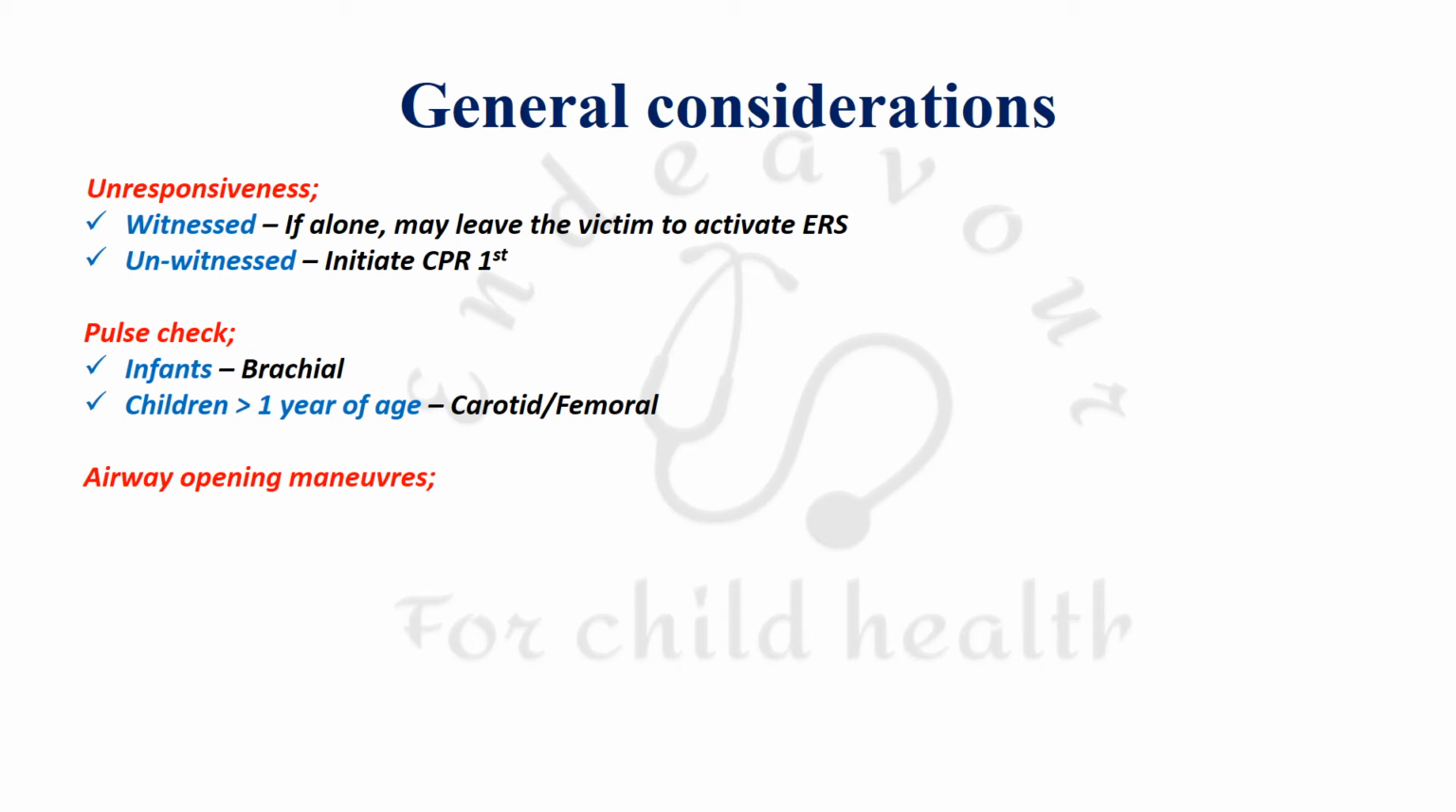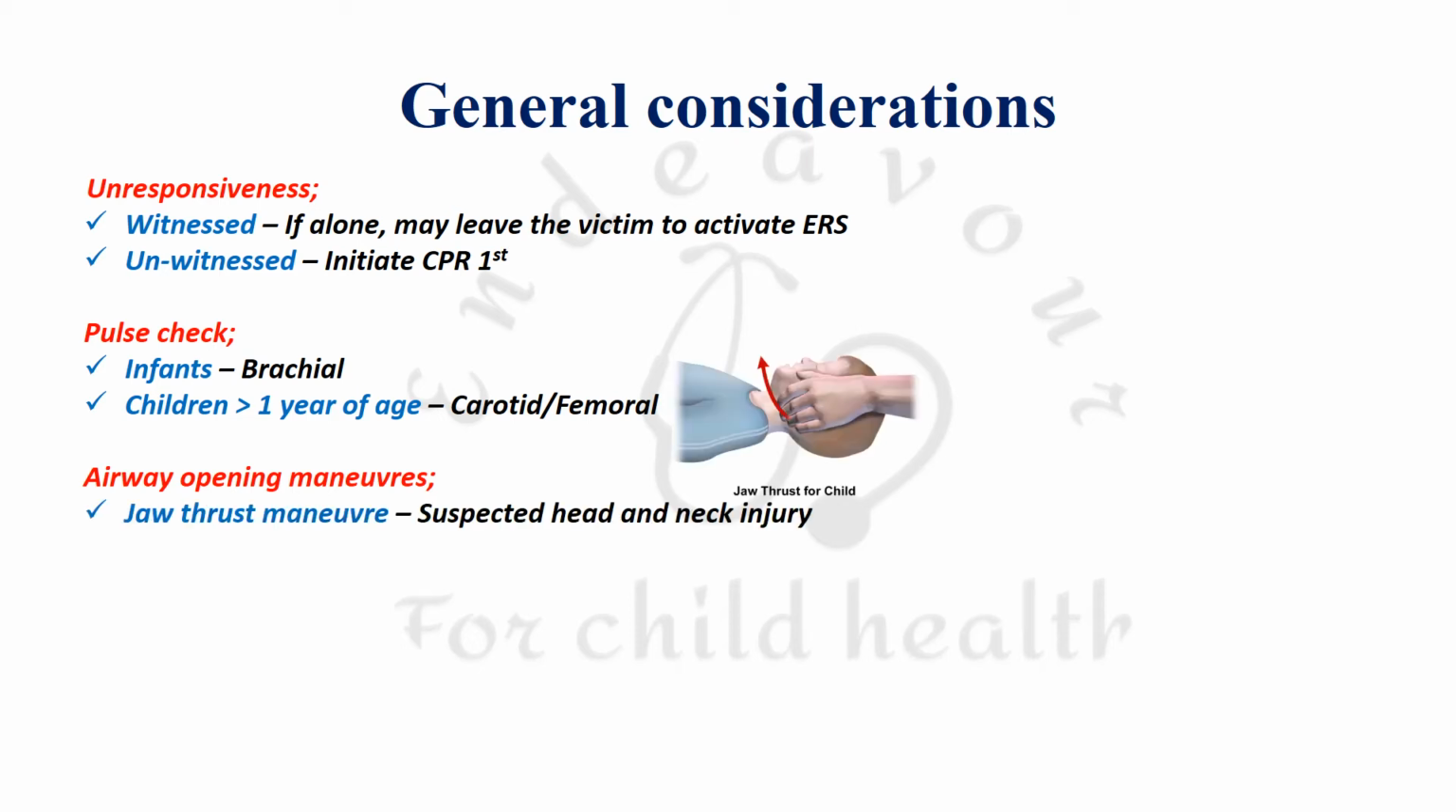Now, airway opening maneuvers. You have to open the airway of the victim. It can be a jaw thrust maneuver in a patient whom you suspect to have head and neck injury, for example, in a mass casualty, in a road traffic accident, a school bus accident. You suspect the child may have some head or neck injury. You simply use the jaw thrust maneuver as depicted in the picture, in which you have to provide only the thrust on the angle of the mandible without moving the cervical spine.